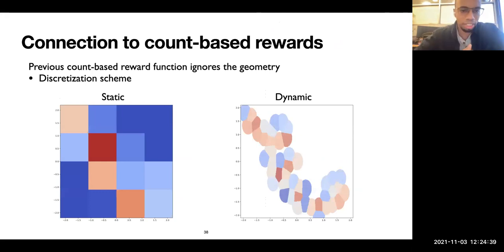And so, as I mentioned in the intro part, there have been count-based rewards, and our reward function is somewhat similar to it, so it's important to discuss the differences. So the first thing is that previous approaches usually use some sort of static discretization scheme. So a priori, they've already defined the width of these boxes, for instance. Where ours is somewhat dynamic, right? The actual location of this tessellation scheme is determined by the agent.